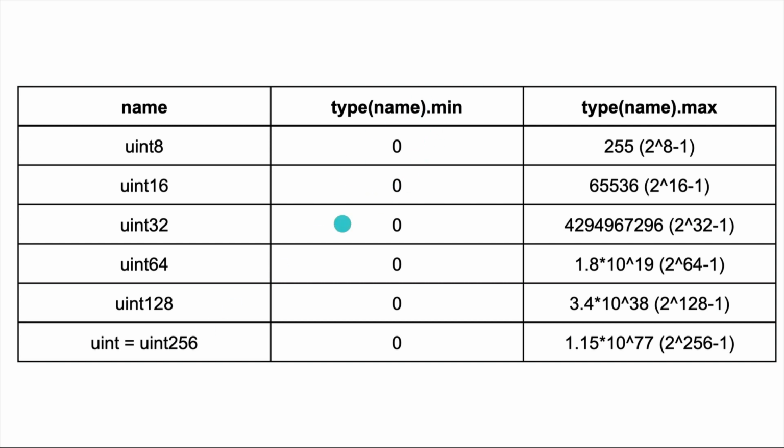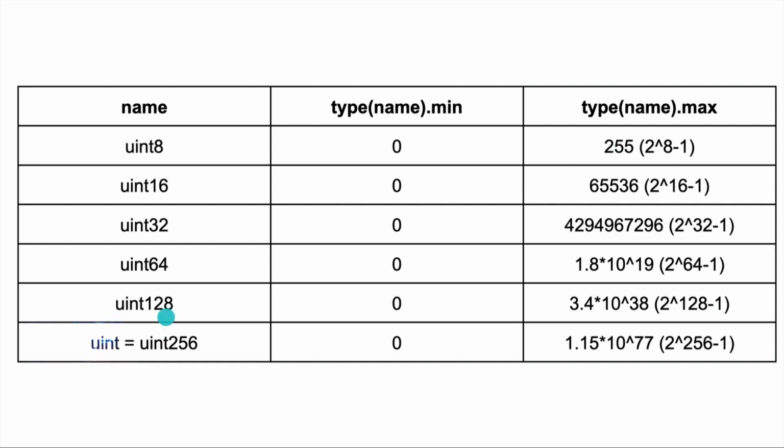So obviously the lowest value for any positive number is always just 0. But then the highest number is always 2 to the power of the bit count minus 1. That corresponds to all 8, 16 or up to 256 bits being set to 1. And this type of min or type of max is actually something you can write in Solidity directly. So for example, type(uint8).max would give us 255.